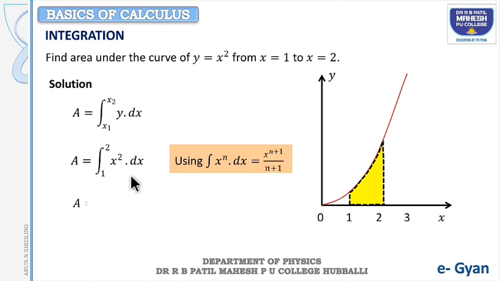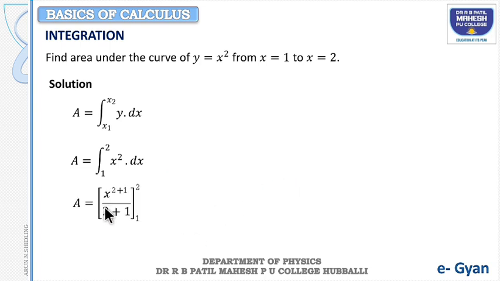Right. Moving ahead, let us put the values. In the place of n, I have put 2. That will be x raised to 2 plus 1 divided by 2 plus 1. So I have to put the limits also. So this integration value is bounded between the limits 1 to 2.